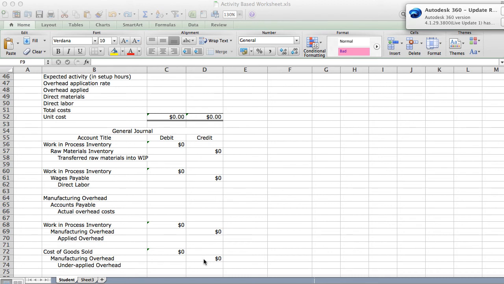In a very homogeneous type environment, it would make sense to use something homogeneous like machine hours or direct labor hours if that's applicable to all the products. When you have variations, for example, in terms of setup hours, some products require a small amount of setup while other products require a long period of setup, then it makes sense to use activity-based costing so that you're allocating the right amount of overhead costs to each product.